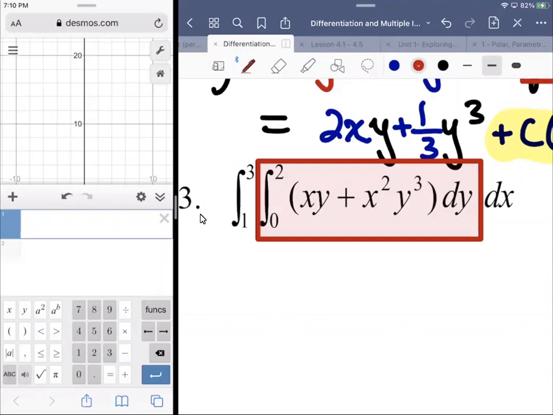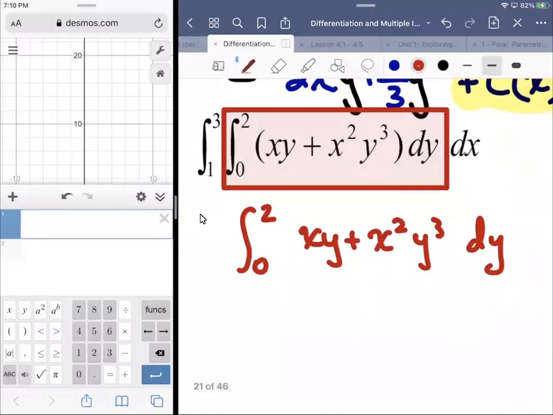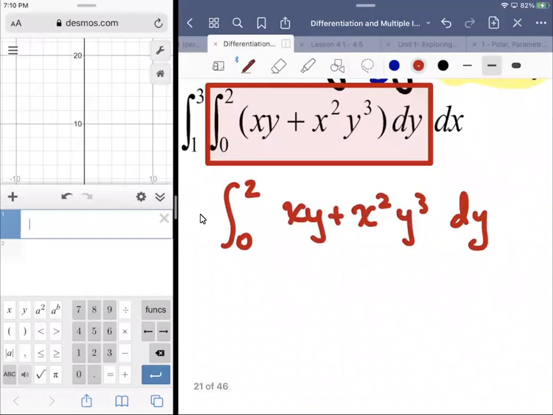I say parts because in this case it's a double integral, but we're going to have a triple integral in a second, and the more layers to the integration, the more handwork you're going to have to do. So I'm just going to tackle this part separately. Going from 0 to 2, we have xy plus x squared y cubed dy. So integrate each part separately.